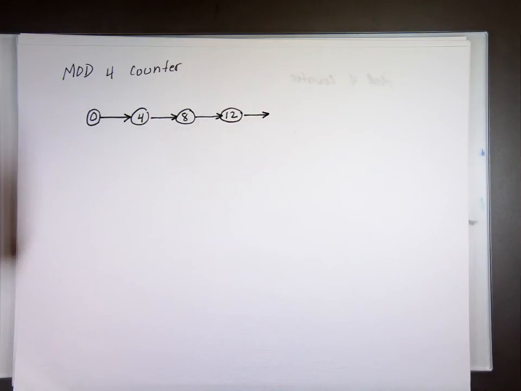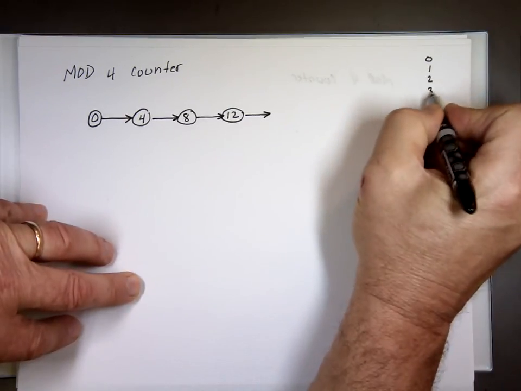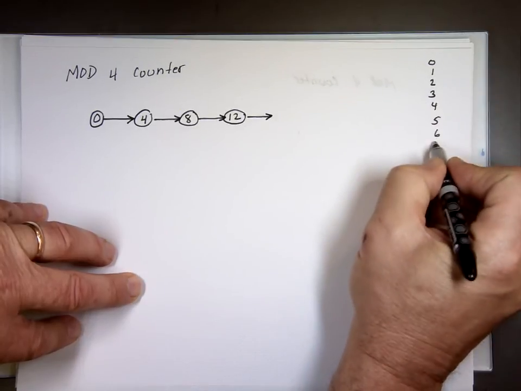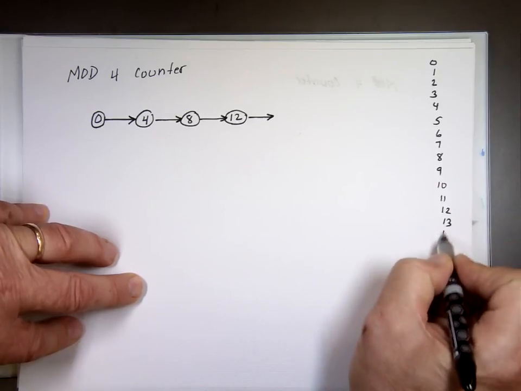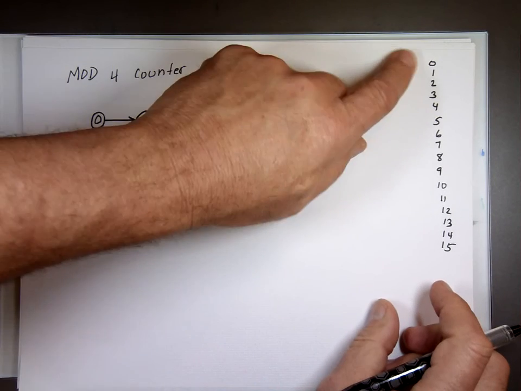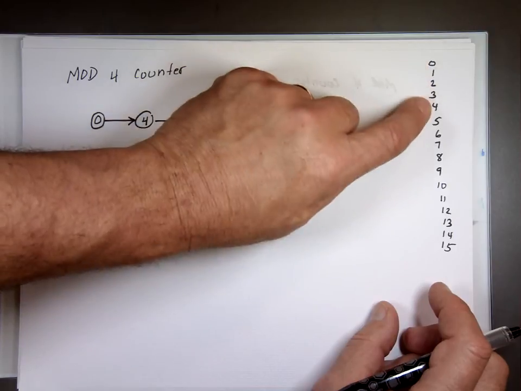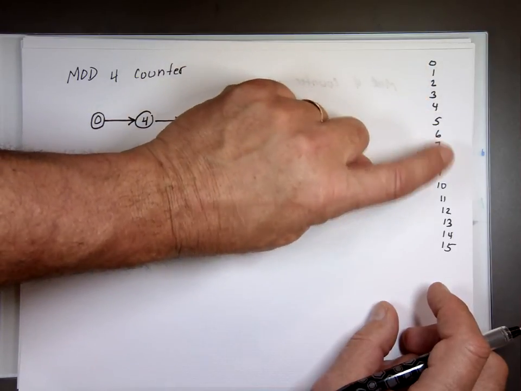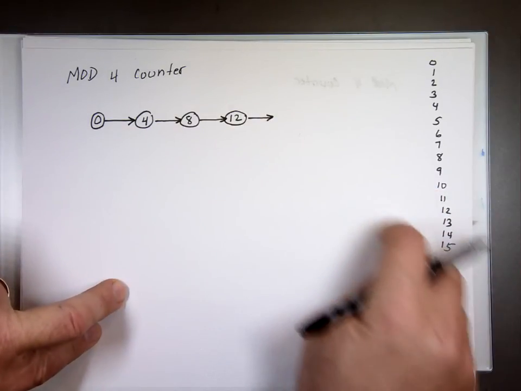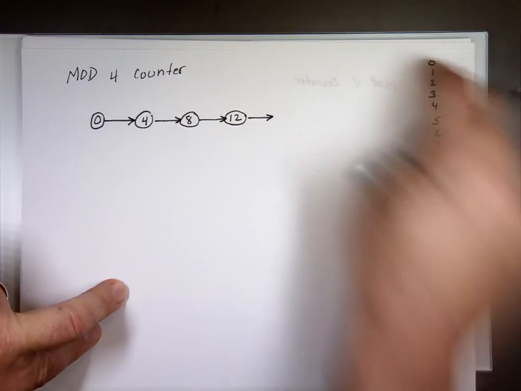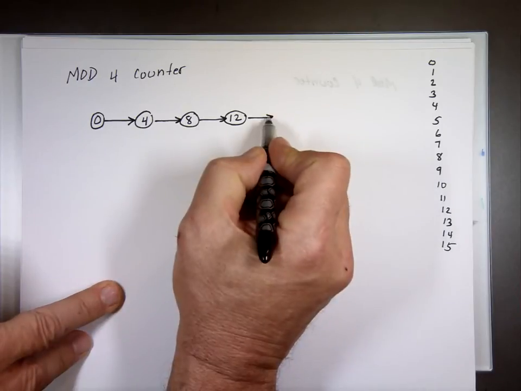Next state, well, if we do hexadecimal, the states are what? 0, 1, 2, 3, 4, 5, 6, 7, 8, 9, 10, 11, 12, 13, 14, 15. So from 0, add 4: 1, 2, 3, 4. At 4, add 4: 1, 2, 3, 4. Add 4 again, 1, 2, 3, 4. Back to 0. So this goes back to 0.